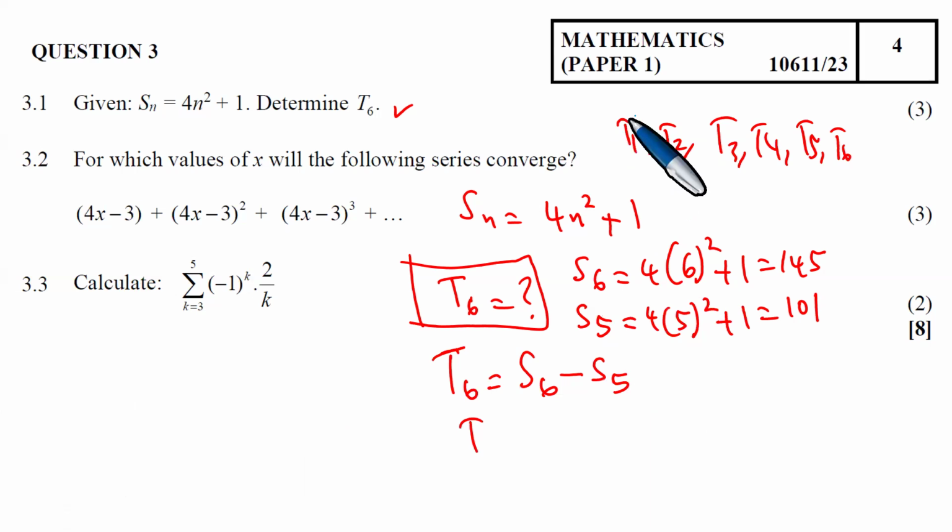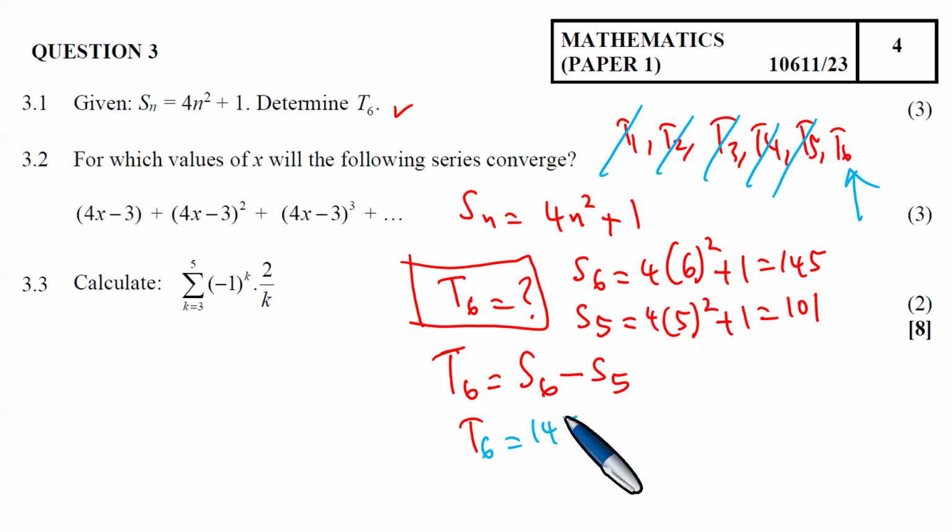You minus the first 5, you minus this, you minus this, you minus this. If you minus this, then you are left with what? You are left with term number 6. So term number 6 is all 6 terms, and then you minus only the first 5. So now you have the sum of the first 6 terms, which is 145.